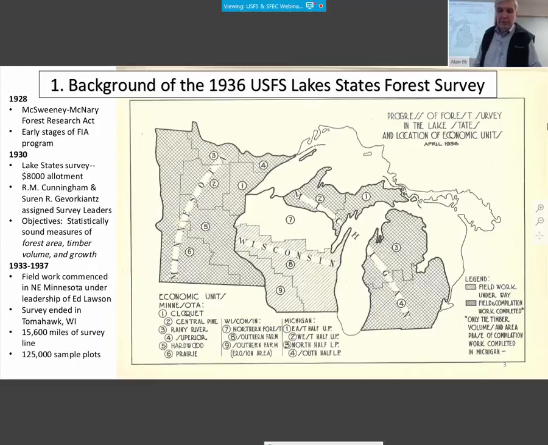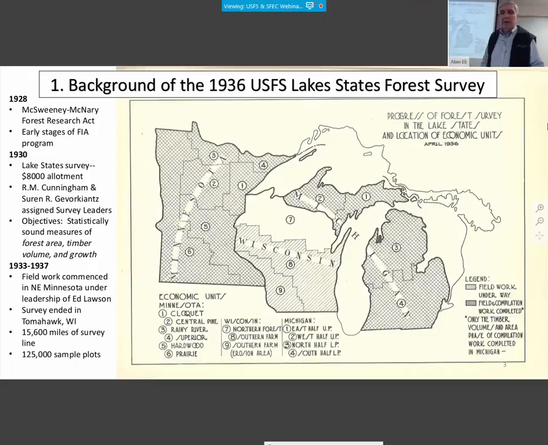The field work was under the leadership of Ed Lawson, who became Minnesota's state forester years later, and we also have, at his generosity, an undergraduate scholarship for students in forestry. The survey started in Minnesota and ended in Tomahawk, Wisconsin: 15,000 miles of survey line, 125,000 plots across. In Minnesota there were 6 survey units, not quite what we have today, but this is out of the manual, the map of how this work progressed.